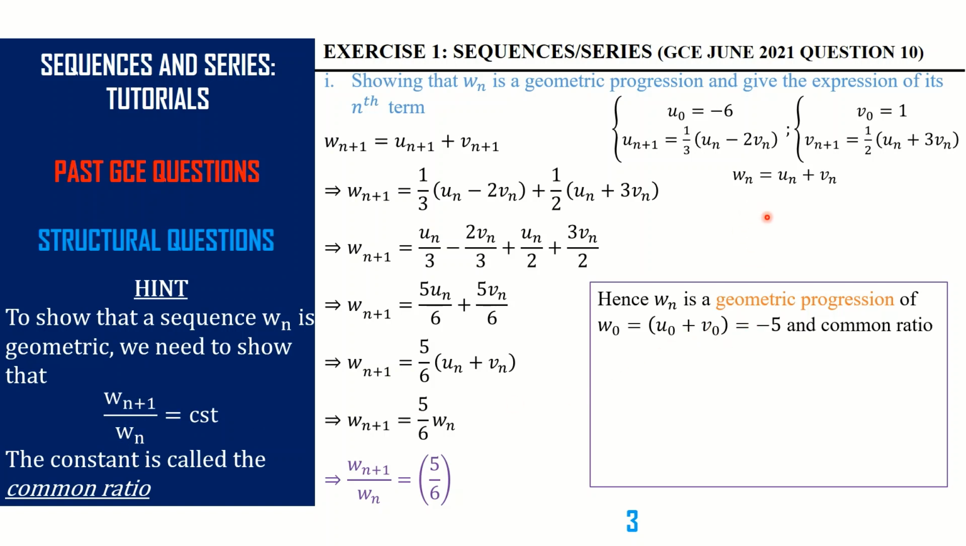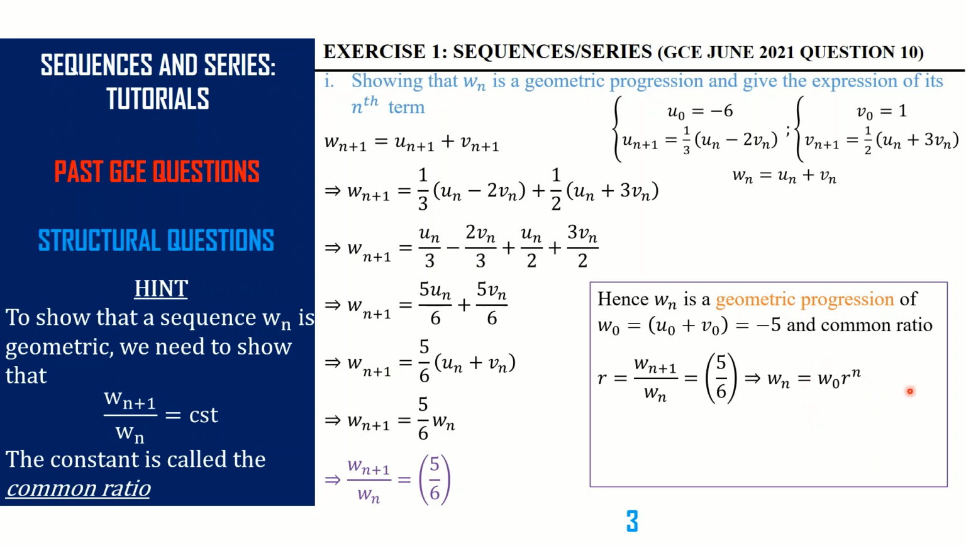So the question to ask yourself is, will the first term be W1 or will the first term be W0? Definitely the first term is going to be W0 because we have information about U0 and V0. So W0 is equal to U0 plus V0, that is negative 6 plus 1. So our W0 is equal to negative 5, and we have our common ratio as 5 divided by 6. So according to our definition of the n term, our Wn will be equal to W0 times R raised to the power n.